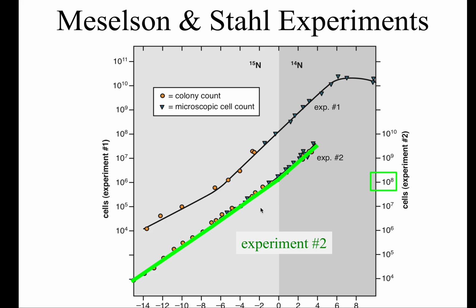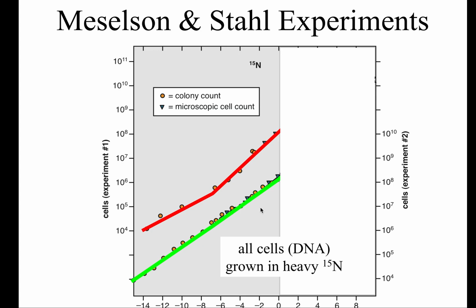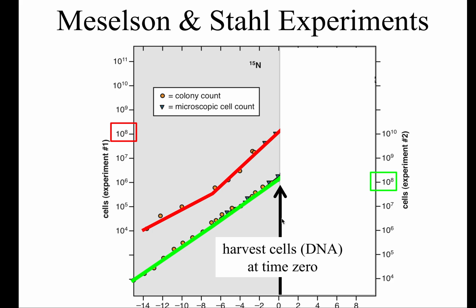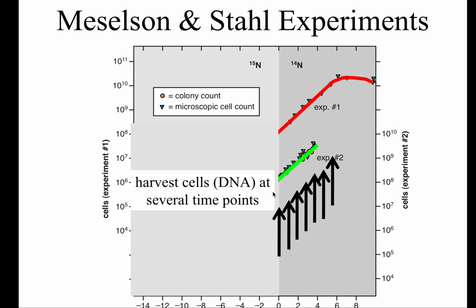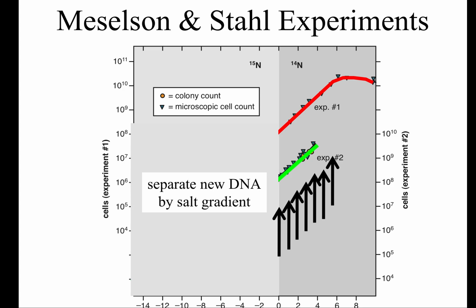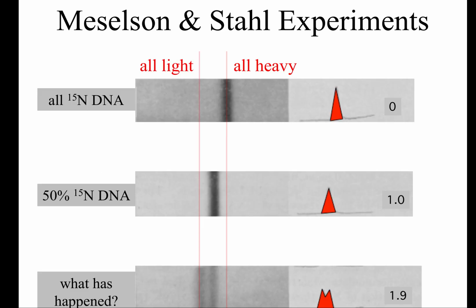Second, light nitrogen. First, all cells were grown in heavy nitrogen. And then they harvested those cells at time 0, switched over to light nitrogen, and then harvested these cells at a bunch of times and asked, when do you start to see light nitrogen showing up in your DNA, and what does the DNA look like? They take the DNA that they sampled at these different spots and separate it in the salt gradient. Again, they should be able to tell the difference between heavy and light, and see what happens.